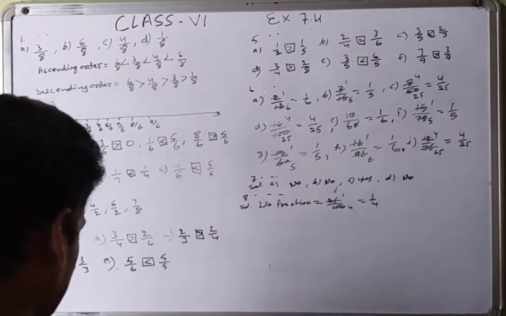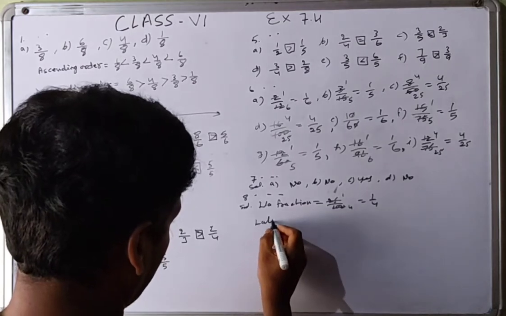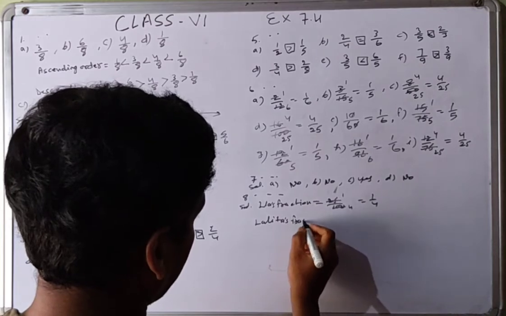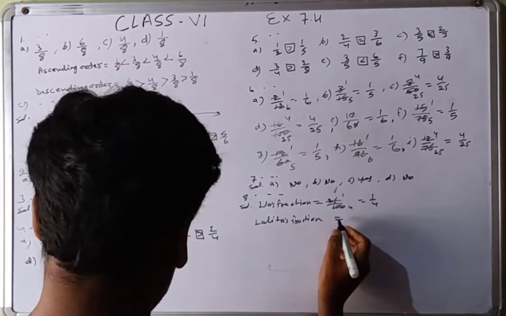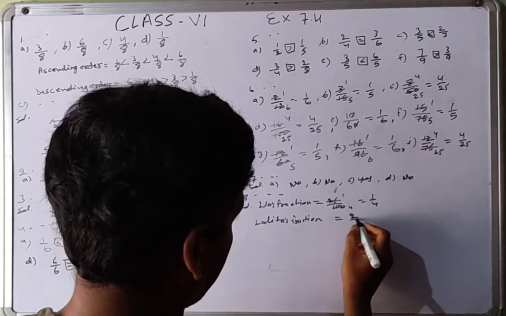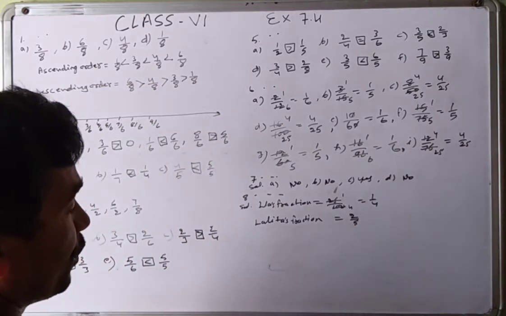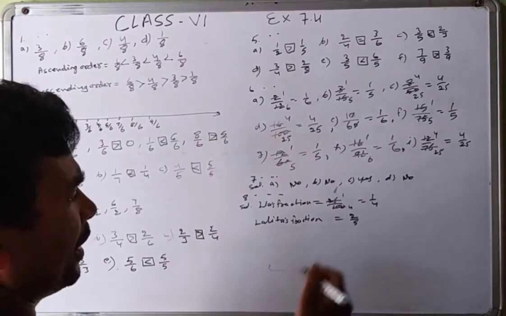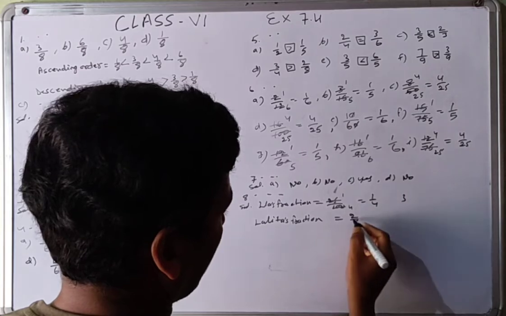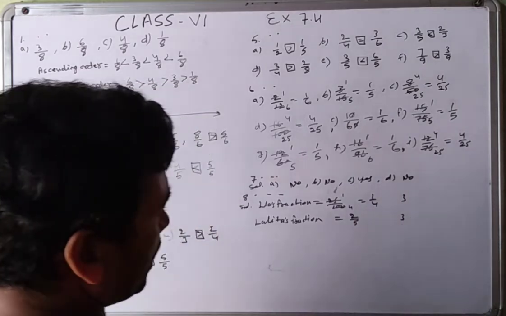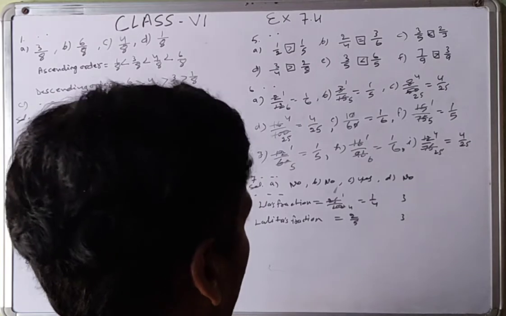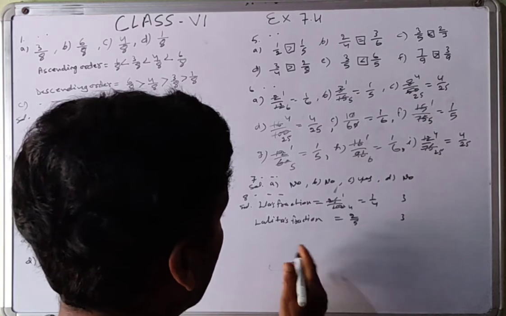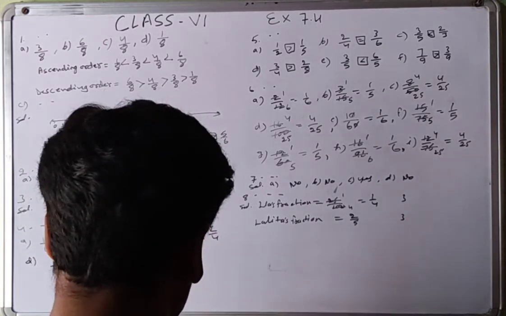And Lalita's fraction is equal to 2 upon 5. So who read greater? Numerator and denominator both are different. So how will we find? 4 less 1 is 3, and 5 less 2 is also 3. So again the problem is there. So this numerator is 2, so Lalita read greater.